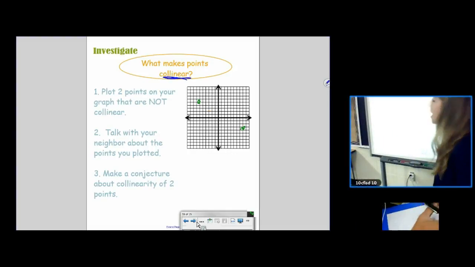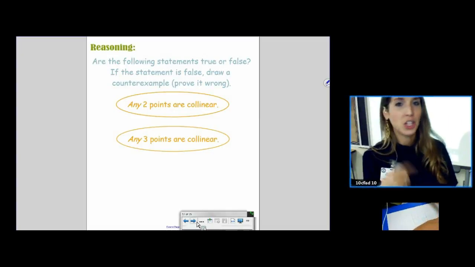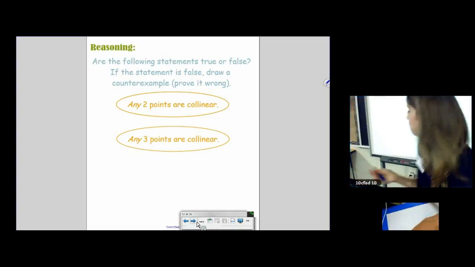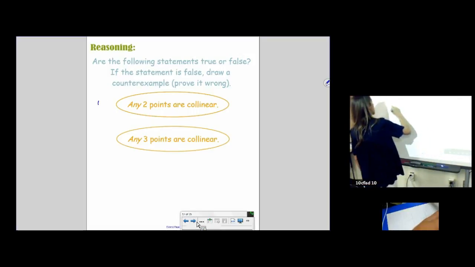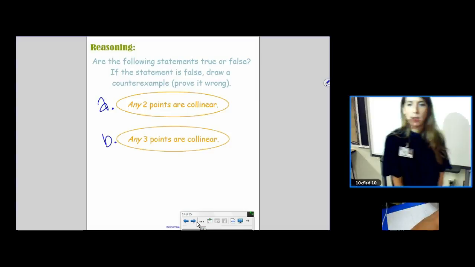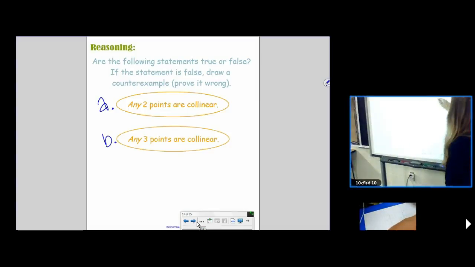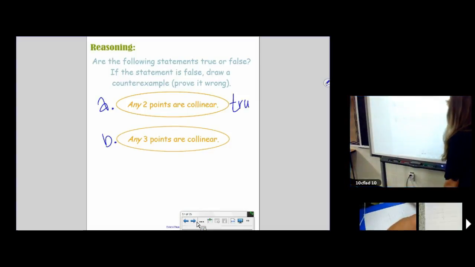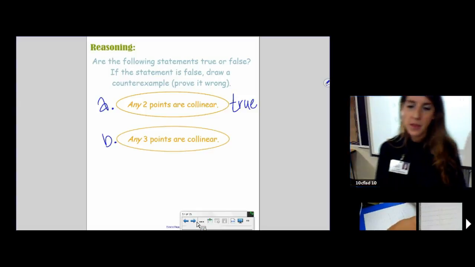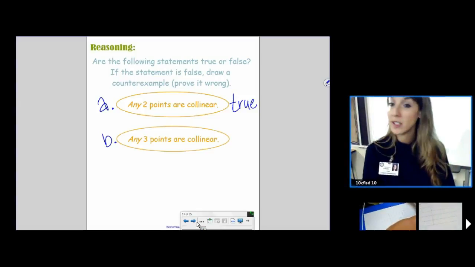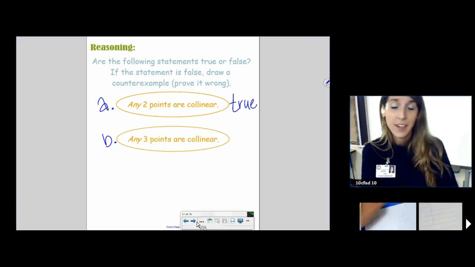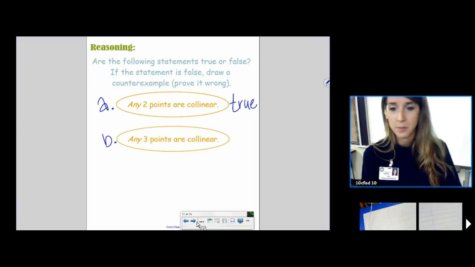This is not a postulate. It's just a discovery. Okay? I'm going to call this A and B. Any 2 points are collinear. I'm going to go ahead and tell you that one's true. Read B. What do you think about that one? Any 3 points are collinear. Can we do it with 3? Are we allowed to just change that number? What do you think?